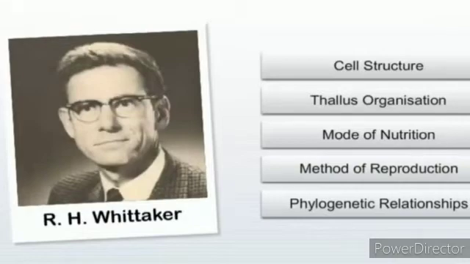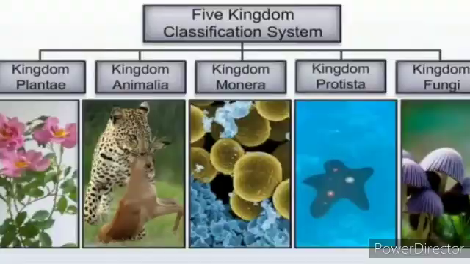The table gives a comparative account of different characteristics of the 5 kingdoms. Okay, R.H. Whittaker based it on the cell structure, thallus organization. Thallus means the plant body is not divided into root, stem, and leaves. Then mode of nutrition, reproduction, and phylogenetic relationships. Let us look at this 5 kingdom classification to understand the issues and considerations that influence the classification system.